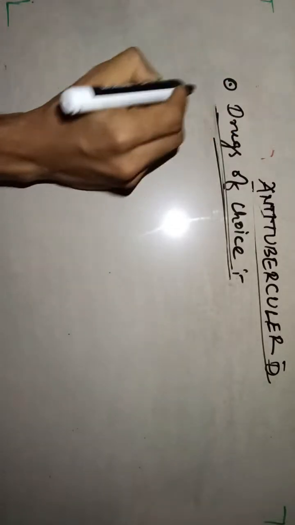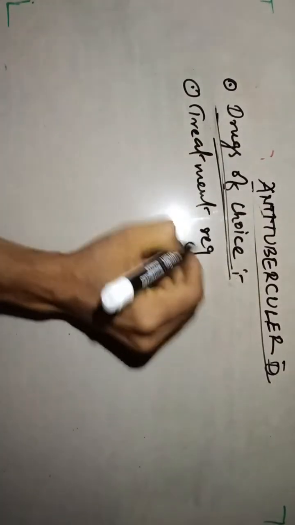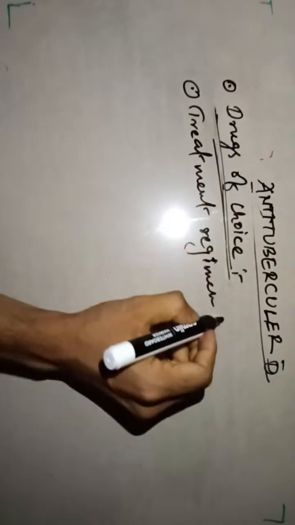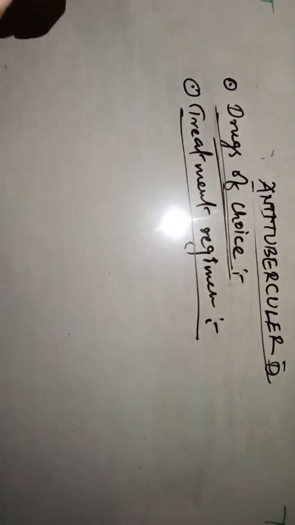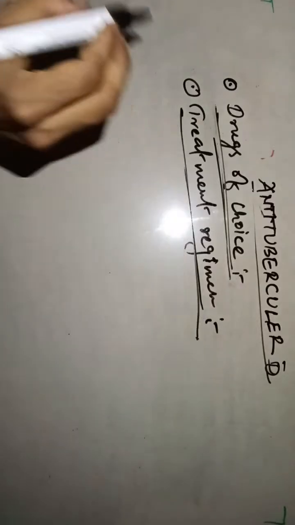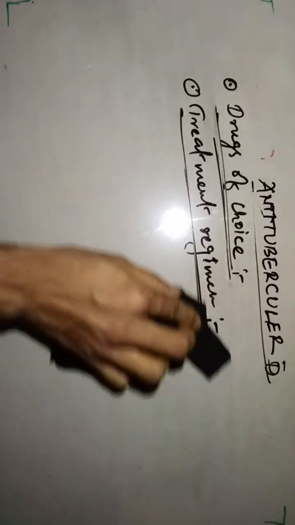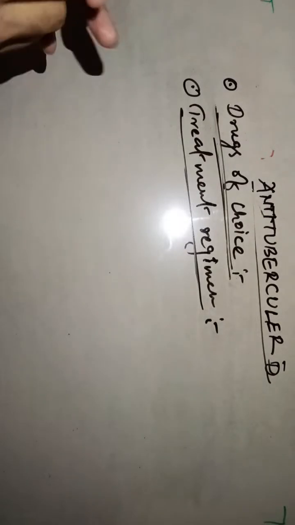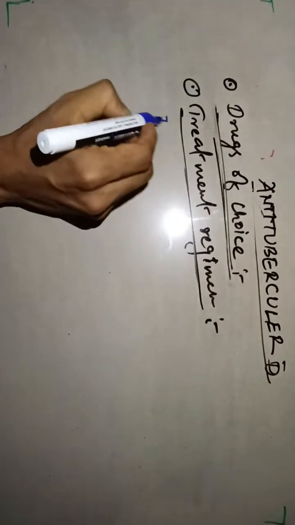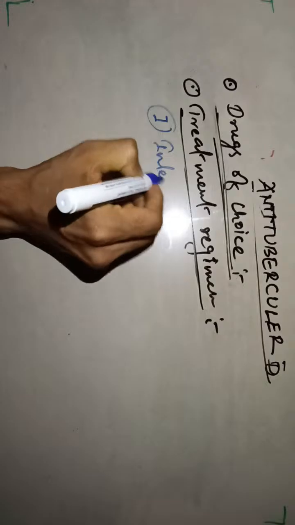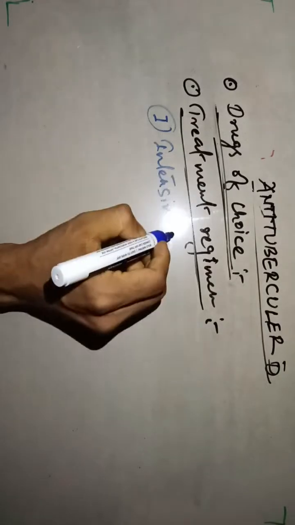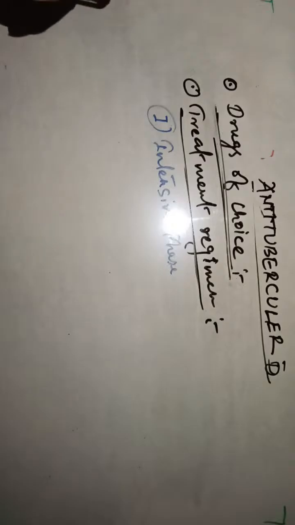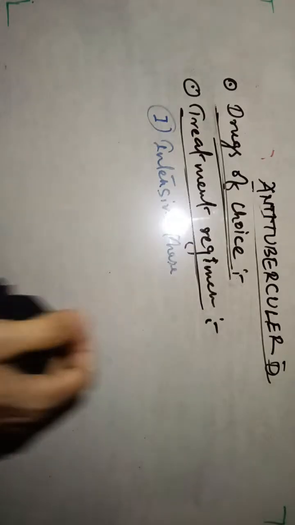So there are two treatment regimen steps. The first step is called the intensive phase and the second phase is called the continuous phase. Let me write on that side. Okay, it will be better.